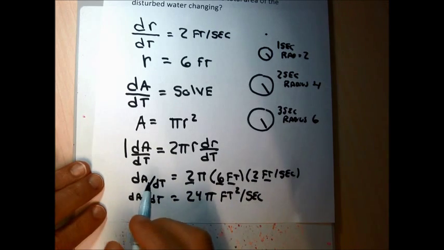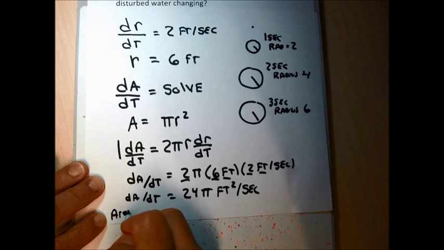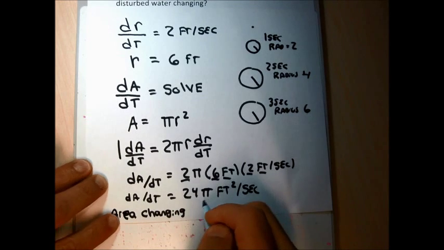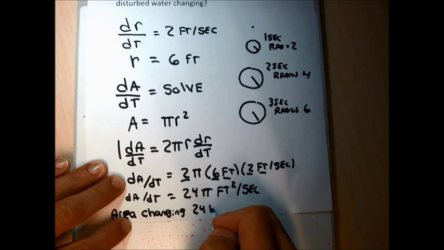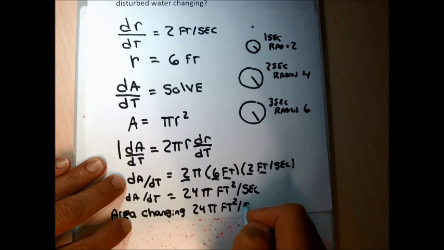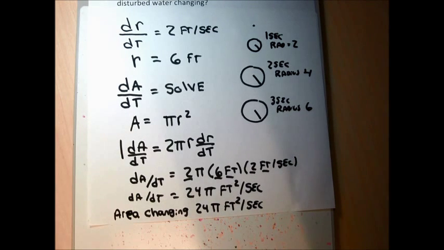So I can say the area is changing, probably could say it's growing, at 24 pi feet squared per second. It's important to have the squared units because it's area.